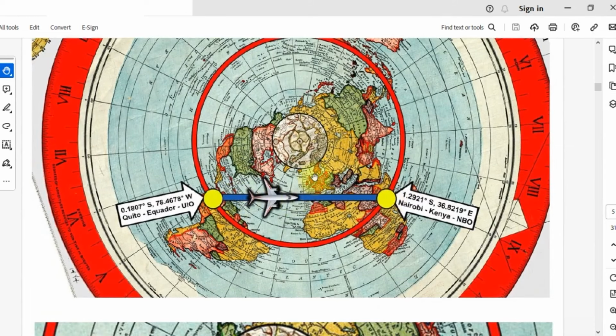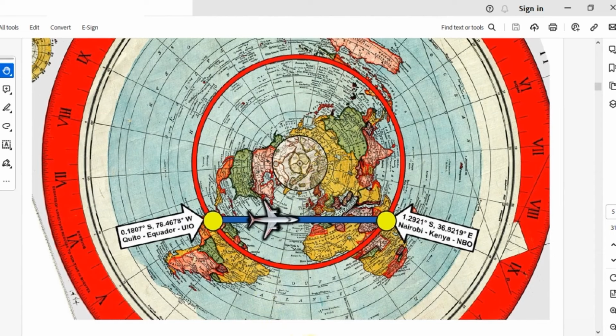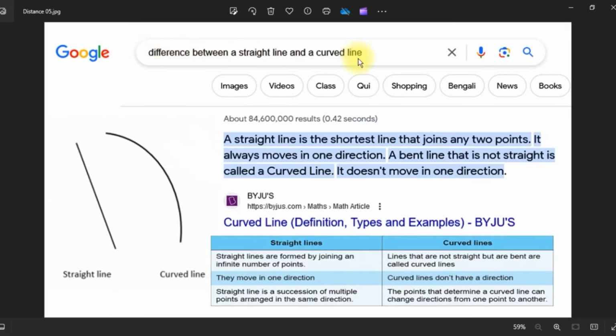Look, because on a globe earth is not a straight line. Difference between a straight line and a curved line. Straight line is the shortest line that joins any 2 points. It always moves in one direction. A bent line that's not straight is called a curved line. It doesn't move in one direction. Why? Because you have to be constantly moving directions. Straight line, and then you have to adjust and adjust. This is not a straight line. This is a curved line.